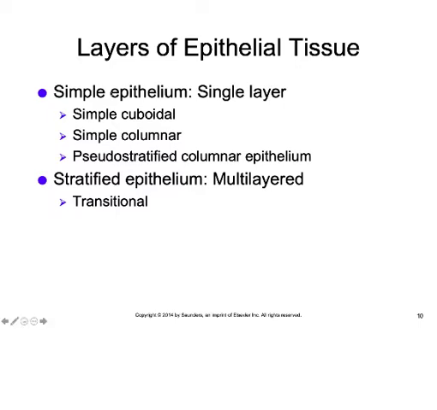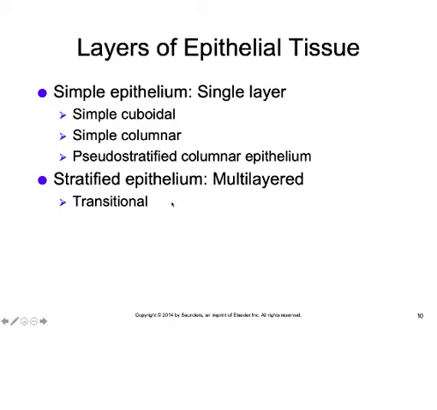So where do we find each of these? Simple cuboidal, you're going to find in places like the kidneys and the sweat glands. Simple columnar, you're going to find in the digestive system. Pseudostratified ciliated columnar, the nasal cavity and the trachea. Transitional epithelia is going to be found in places like the bladder and the ureters, which are the pipes that bring urine into the bladder from the kidneys.